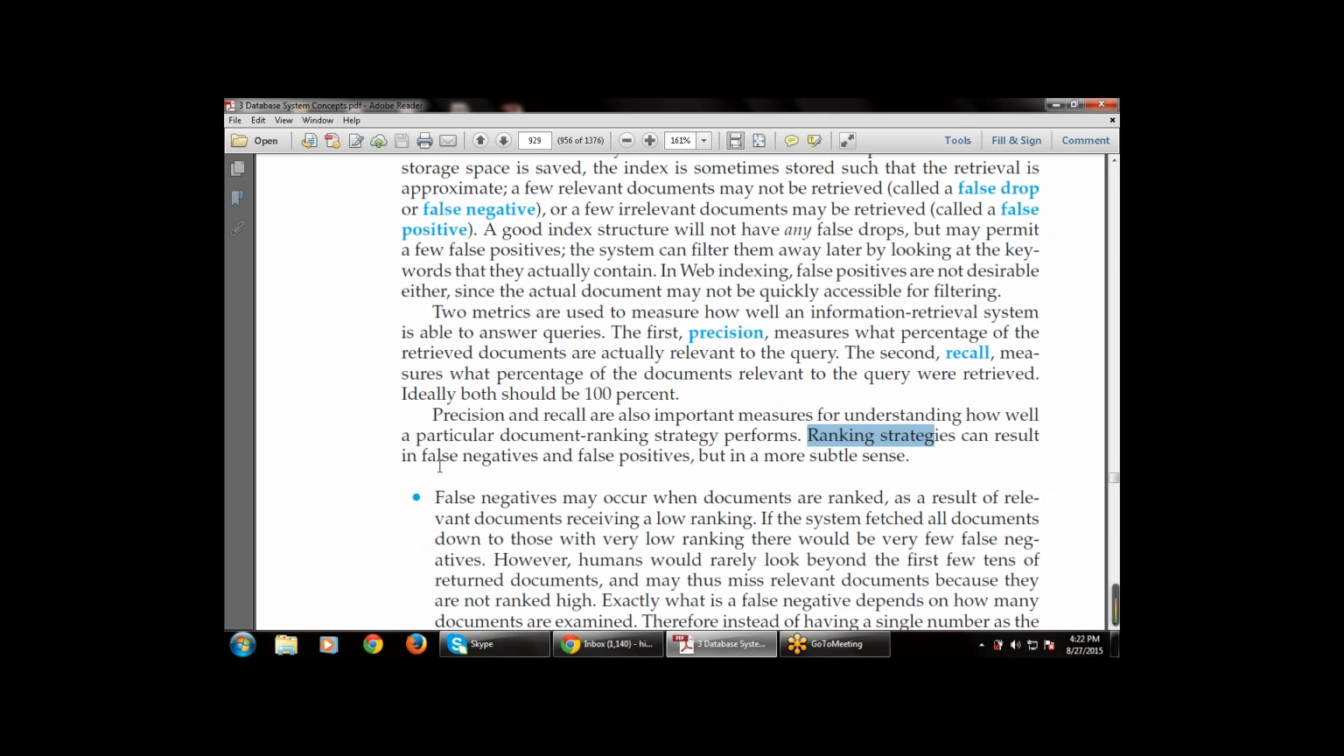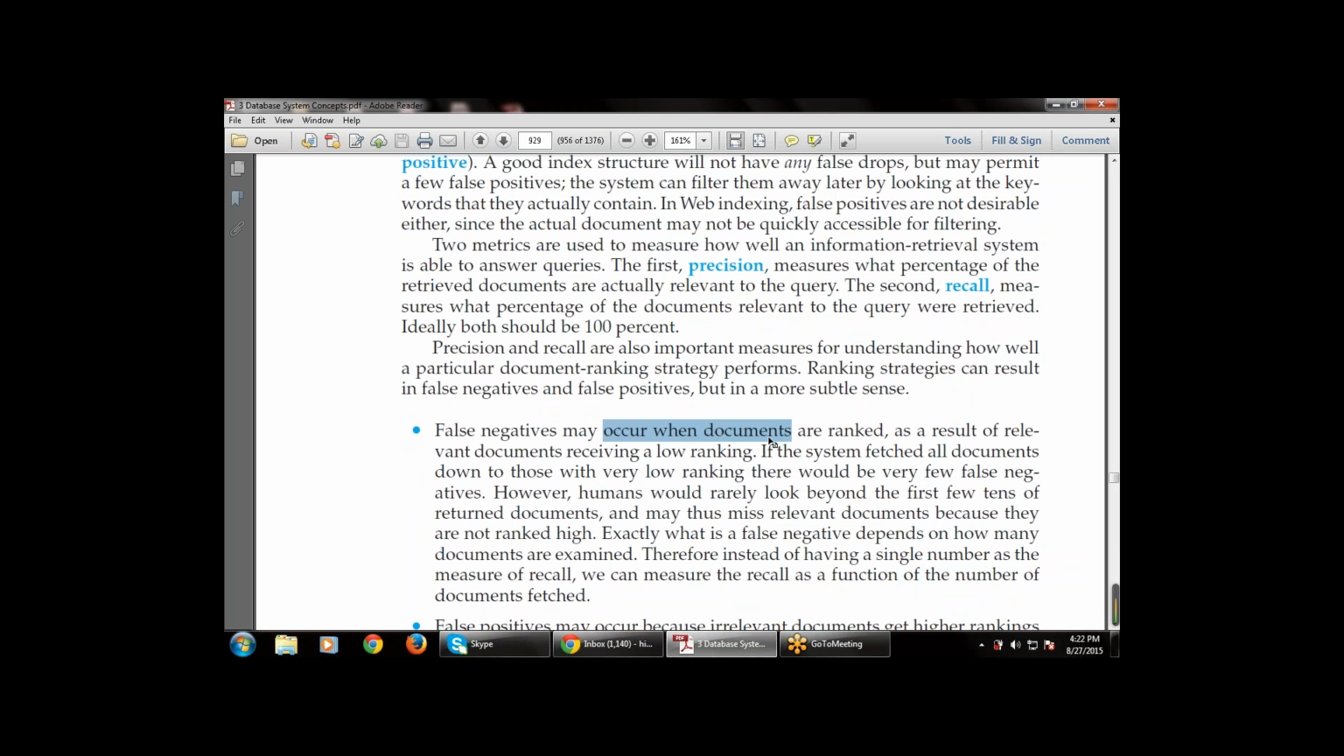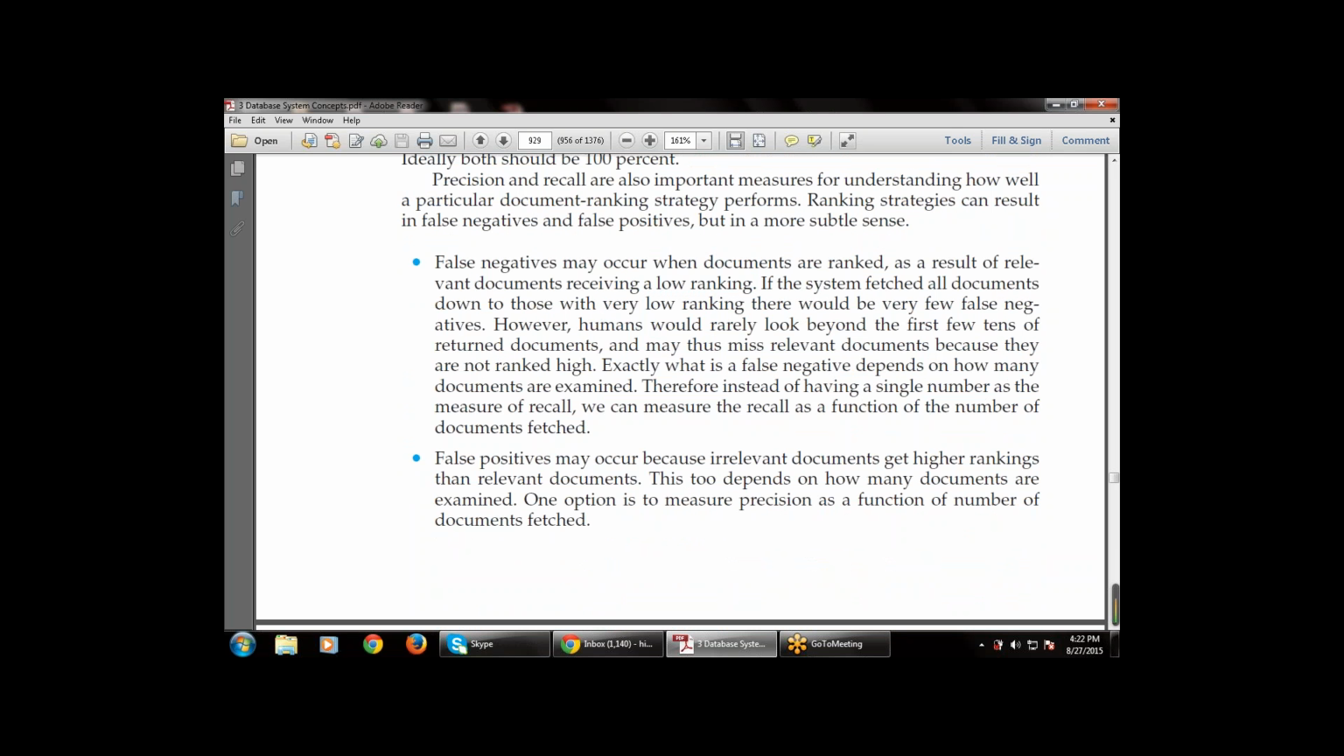Ranking strategies can result in false negatives and false positives, but in a more subtle manner. Whatever the data or ranking technique used, it is represented in the false negatives and false positives. A false negative may occur when relevant documents receive a low ranking. A false positive occurs when an irrelevant document gets a higher ranking than a relevant document, even though it does not contain enough information.